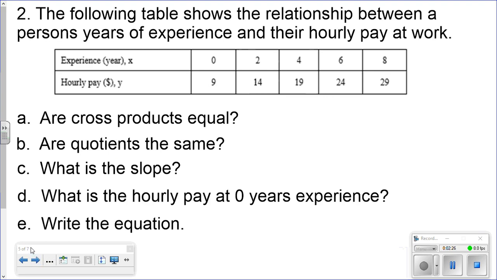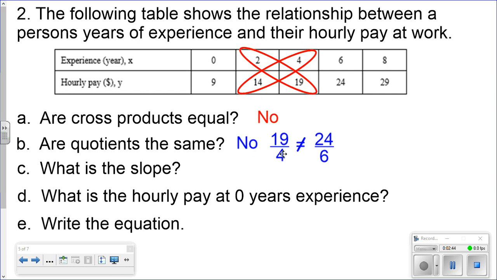The following table shows the relationship between persons' years of experience and their hourly pay. So are our cross products equal? We're going to try to see if this is non-proportional. No. 4 times 14 is not the same as 2 times 19. Are the quotients the same? No. 19 divided by 4 is not the same as 26 divided by 6.